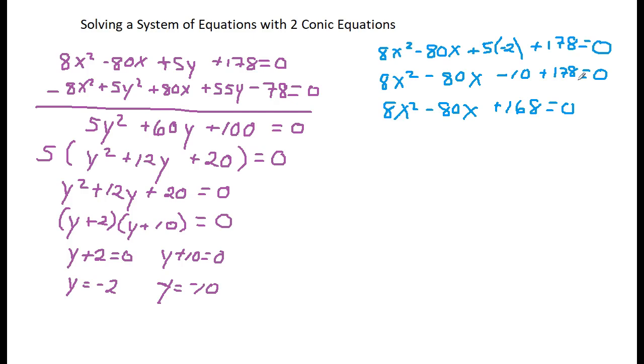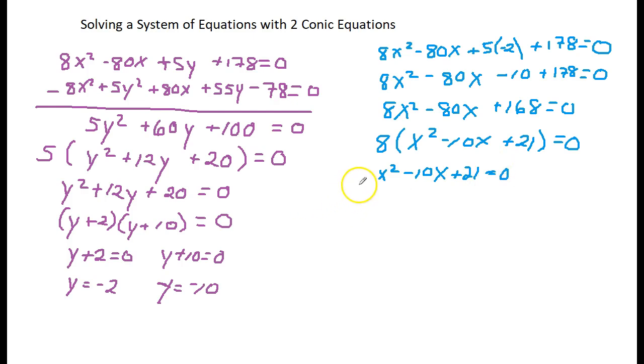Okay, now let me get my calculator out. 168 divided by 8. Oh, awesome. All three of these are divisible by 8, so I'm dividing out an 8. I'm left with x squared minus 10x plus 21 equals 0. Divide by the 8, and the 8 cancels out. So I have x squared minus 10x plus 21 equals 0.